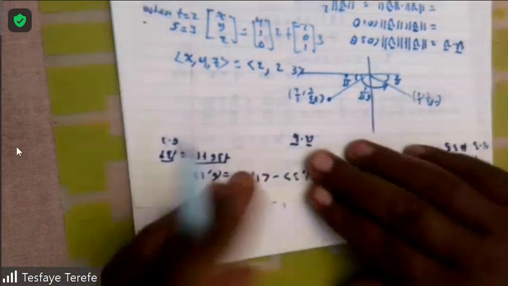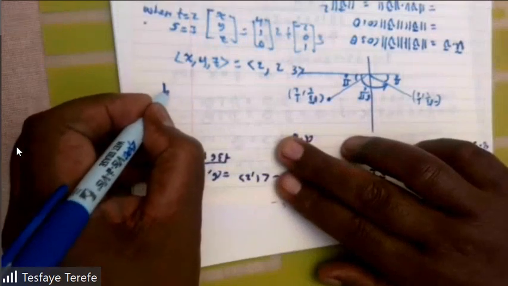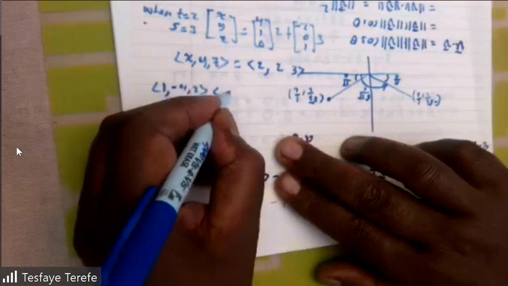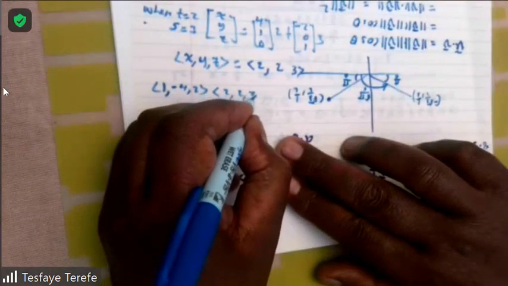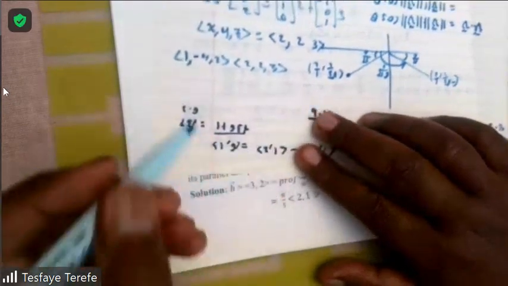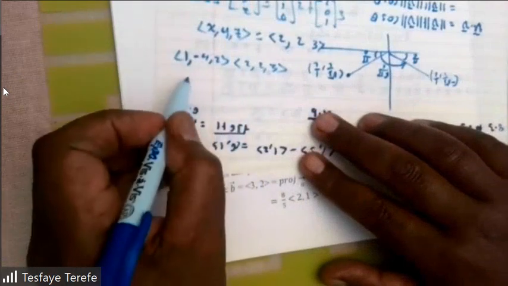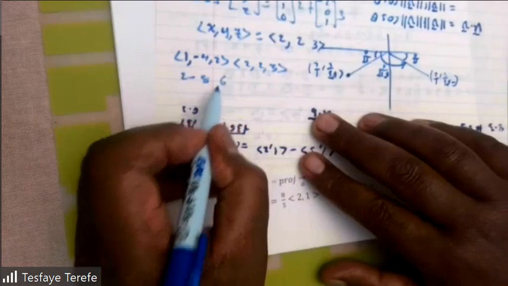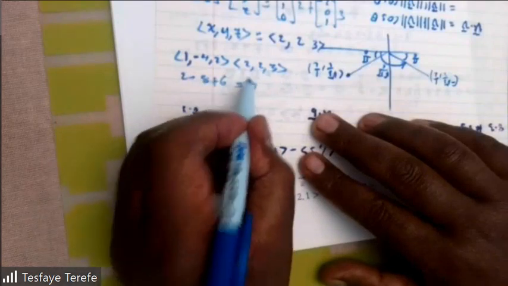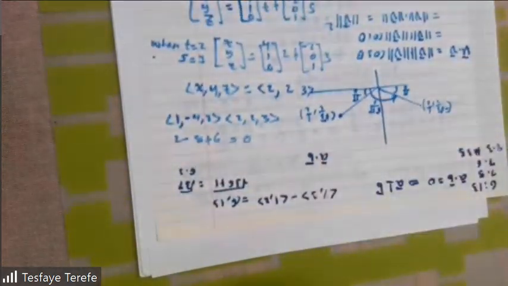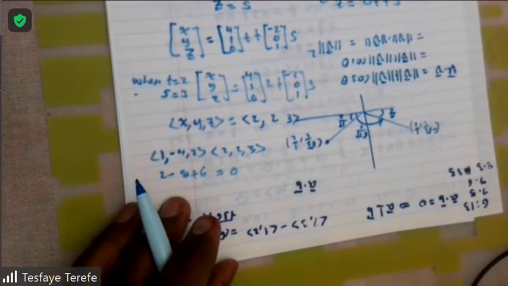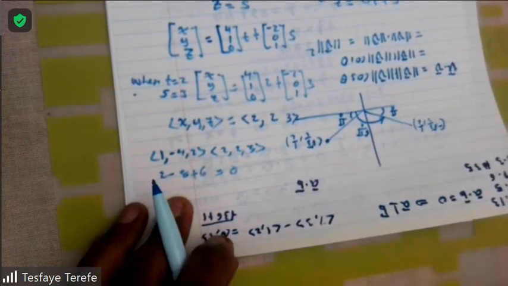And if you want to check, (1, negative 4, 2) dotted with (2, 2, 3). Well, it had better give me 0. That is 2, negative 8, and 3 times 2 is 6, and that is 0. So this is really how you can get those things.